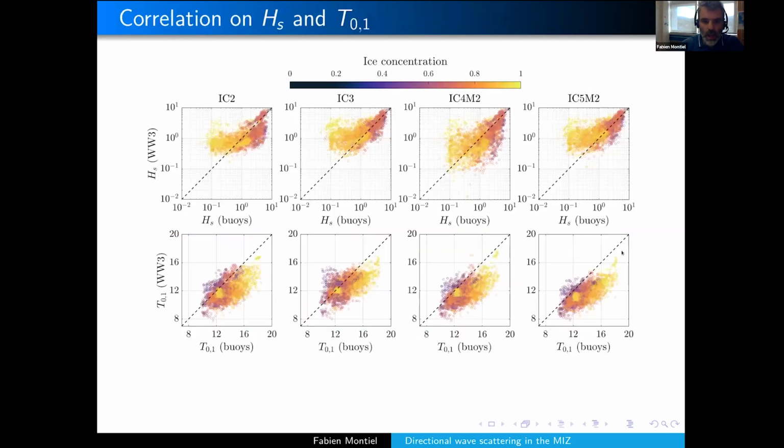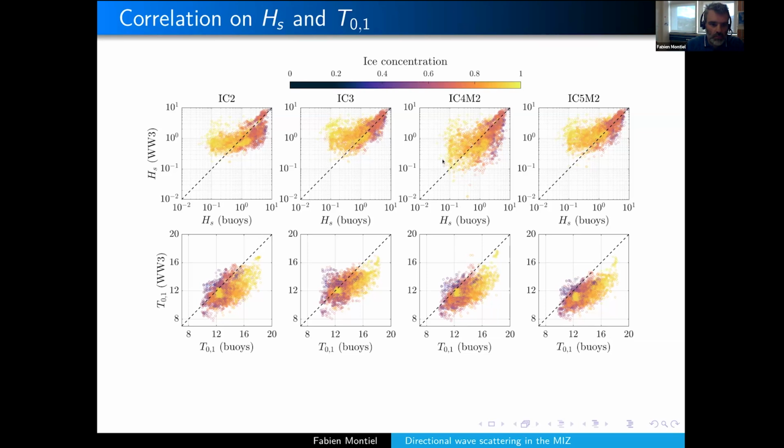All right. So now let's combine all the buoys together and just look at these scatter plots here. On the vertical axis, that's the model. On the horizontal axis, that's the buoys. And here, the top rows of these panels are significant wave height, and the bottom row is the mean wave period. And in color here, you can see the influence of the ice concentration.